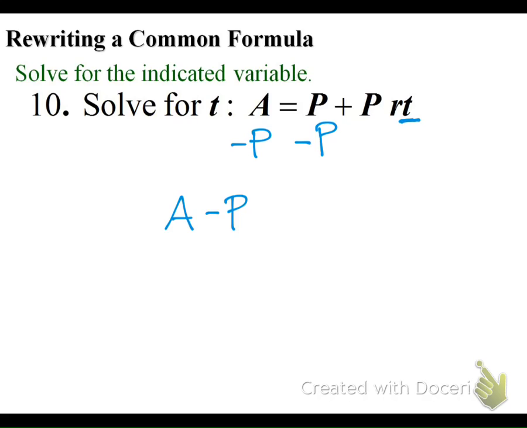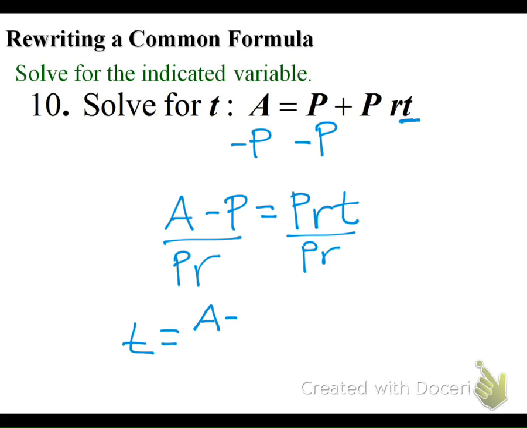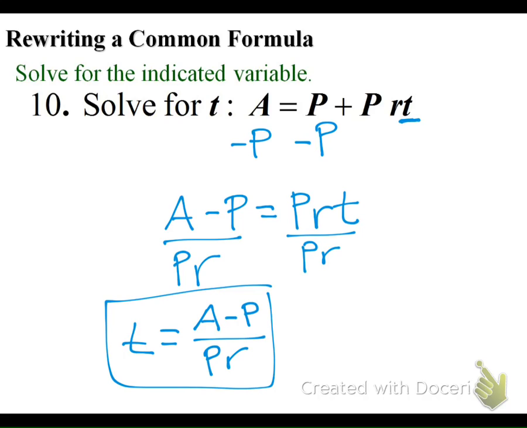A minus p equals prt. From here it's a little simpler. Once you do the first step, what am I going to do? Divide by PR. Wonderful. So we have t equals a minus p over PR. Any questions on this?